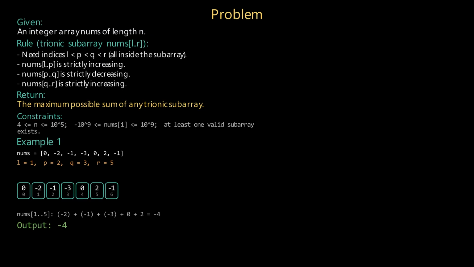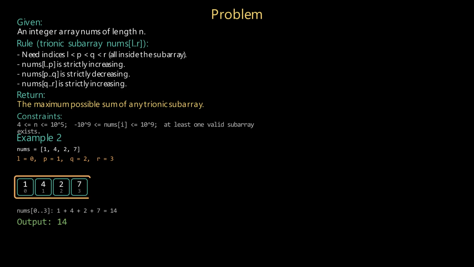Constraints: n between 4 and 10^5, values between -10^9 and 10^9, a valid subarray always exists. Example 1. Indices L equals 1, P equals 2, Q equals 3, R equals 5. Indices 1 and 2 go up, 2 and 3 go down, 3 through 5 go up again. The subarray sum is -2 plus -1 plus -3 plus 0 plus 2, which is -4. That matches the output.